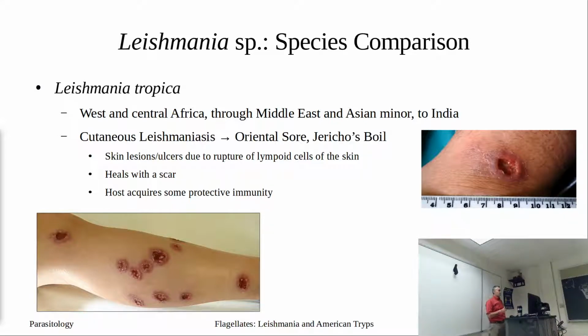So first up is Leishmania tropica. This parasite's found in Western Central Africa. It's found throughout the Middle East and Asia Minor, as well as in India. Leishmania tropica is responsible for cutaneous leishmaniasis. It's a cutaneous form of leishmaniasis, which means our parasite is going to be infecting and replicating in the lymphoid cells of the skin.